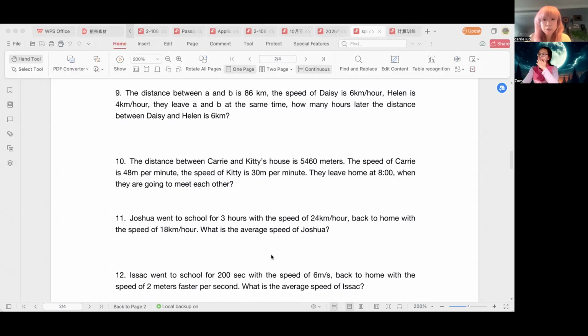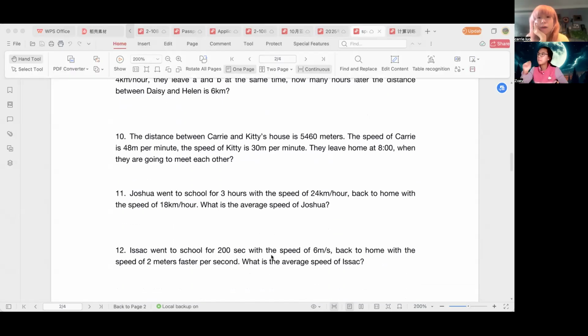The distance between Carrie and Kitty's house is 5,460 meters. The speed of Carrie is 48 meters per minute. And the speed of Kitty is 30 meters per minute. They leave home at 8 o'clock. When are they going to meet each other? Do you understand this question? They want to know exactly what time they meet.